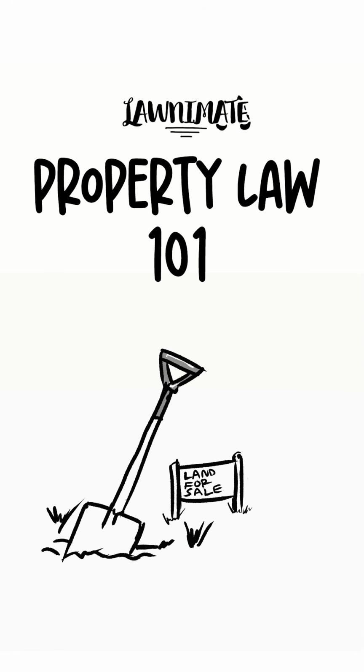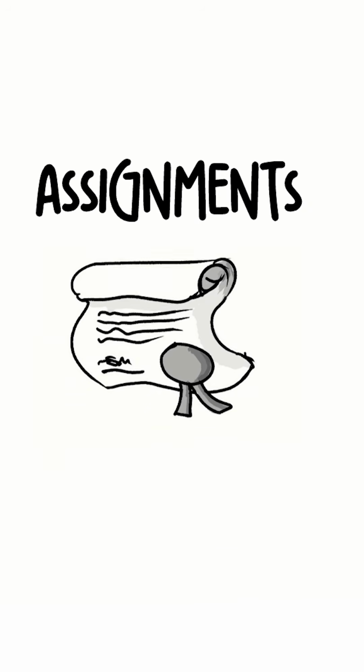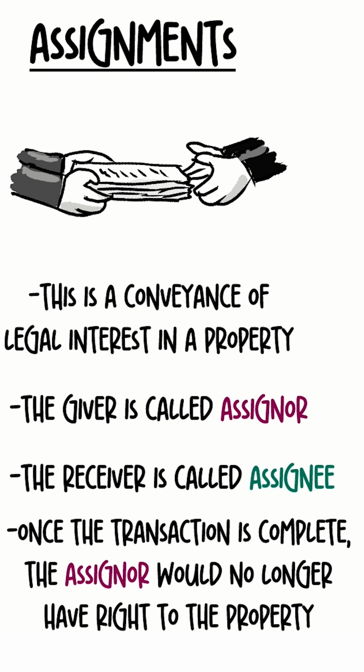Property 101. Pay attention. I'm sure you've heard of the term assignment before, but for those who don't know, an assignment is when a person, known as an assigner, grants the remainder of the term of years he's holding to another person, known as the assignee. And when the assigner has done this, it effectively extinguishes his legal interest in the title, as that legal title is now vested on the assignee.